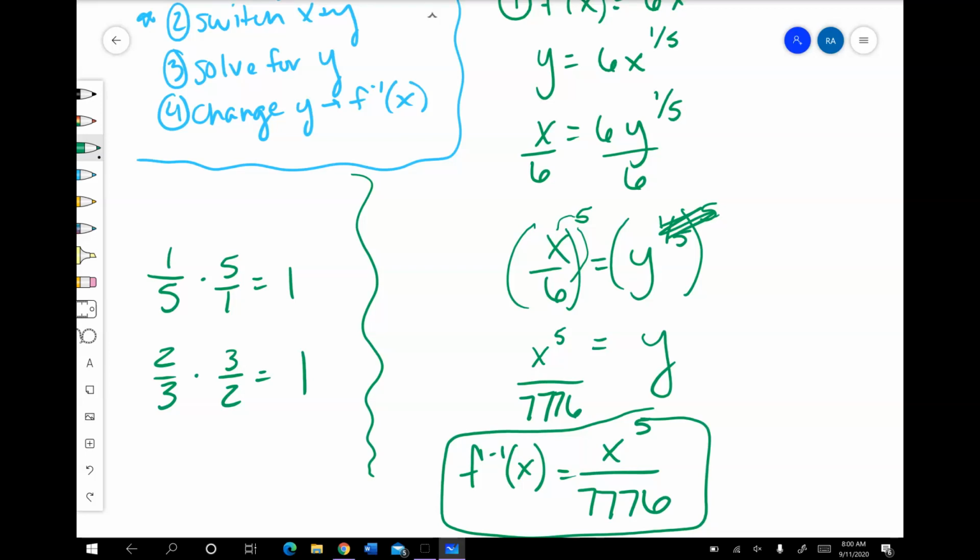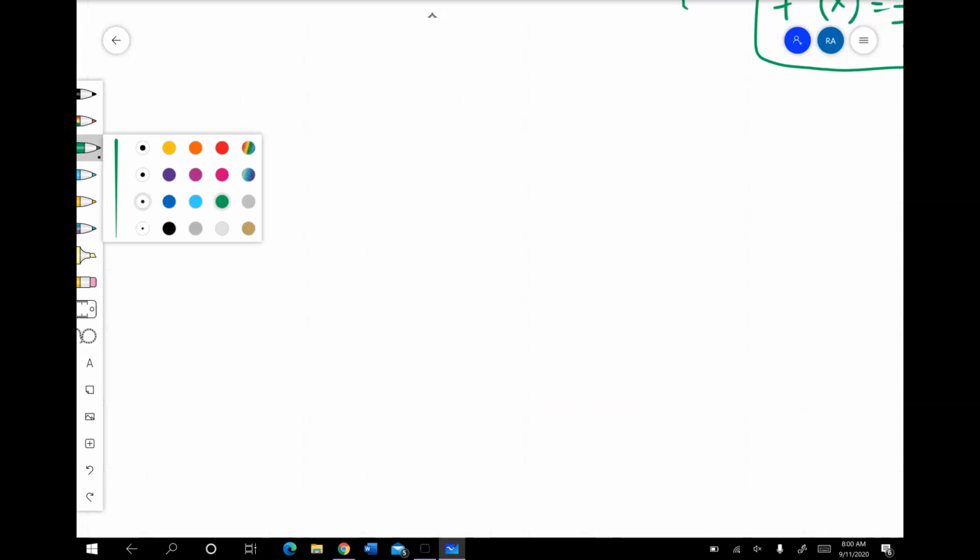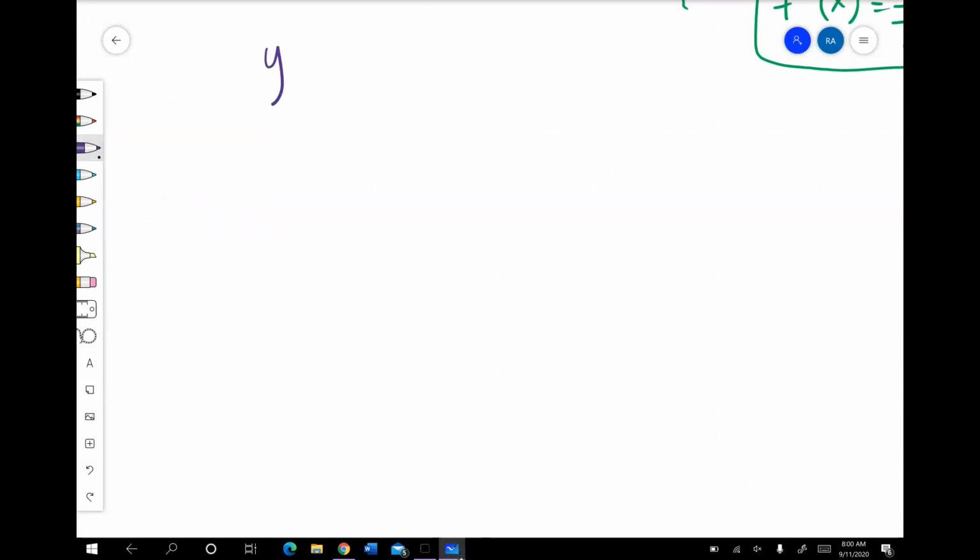All right, let's do another one. Number 2, we're going to do y equals x to the 1/3 over 6. All right, so this was already in y format, so I don't have to change f of x to y, and that's fine. If it gives it to you in the y format, you can skip step 1. Step 2 says to switch x and y. So now I'm going to say x equals y to the 1/3 divided by 6.